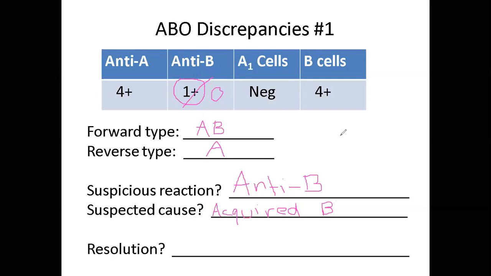So how can we resolve this and prove that this person really is type A? There are actually two things we can do. The first thing we can do is test reverse typing with, you know what? I'm going to do something different. I'm going to erase this. Okay, I think it's going to be easier.